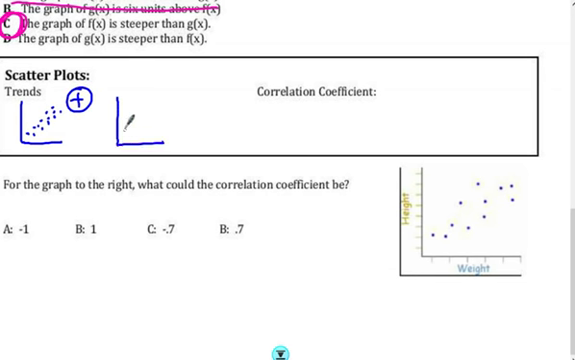Alright, then we have a negative trend if it looks like this. This is a negative trend. And then there's one more trend or correlation. Which one is it? And hopefully you remembered, that is when there is no correlation. If I just have points all over the place, there's going to be no correlation or none. Positive, negative, and none. Alright, cool.